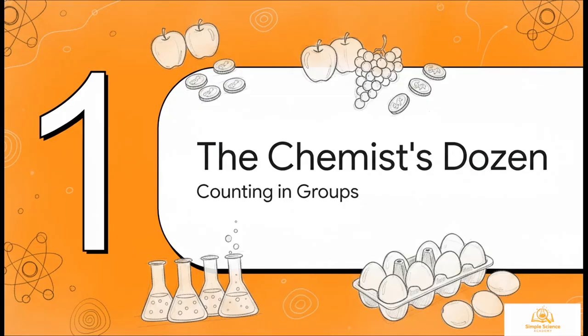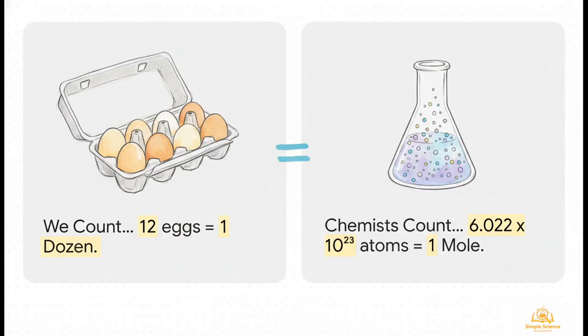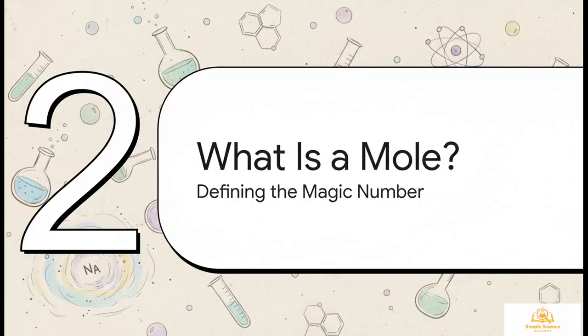Okay, before we get into the nitty-gritty, let's start with something you already do every single day without even thinking about it: counting things in groups. When you go to the store, you don't ask for 12 eggs, right? You ask for a dozen. You don't ask for 500 sheets of paper, you ask for a ream. A mole is exactly the same idea. It's just a convenient name for a group of a specific number. It's just that for chemists, that number has to be, well, a lot bigger. It's the chemist's dozen.